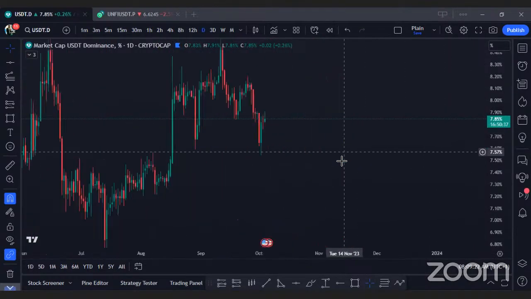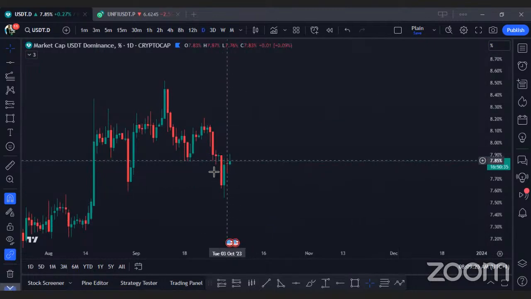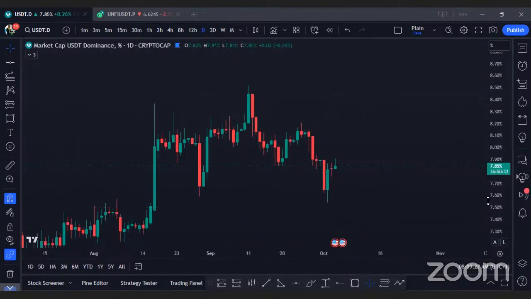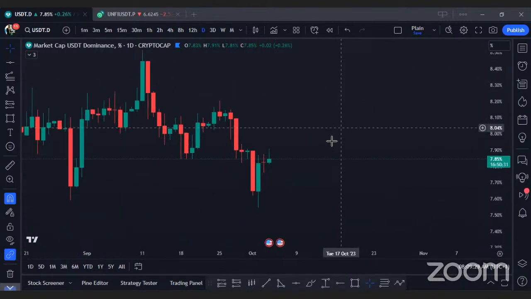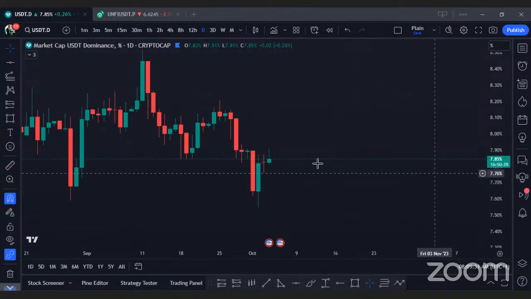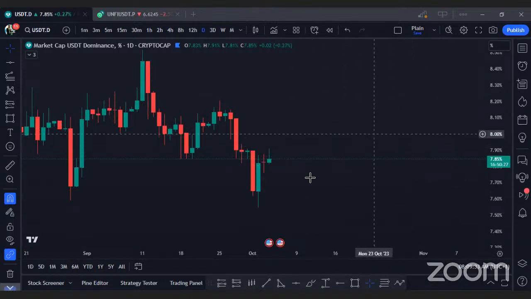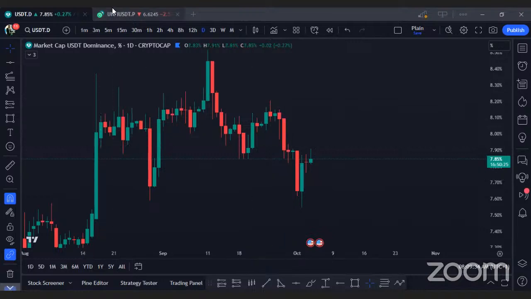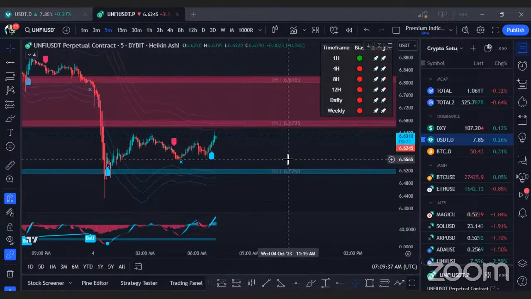Yeah, look at that. Okay, so that's why you see BTC. Whenever you see a green candle here, BTC will definitely be looking bearish. And when you see a red candle here, BTC will be going up. So just pay attention to dominance as well. It will help you as well.